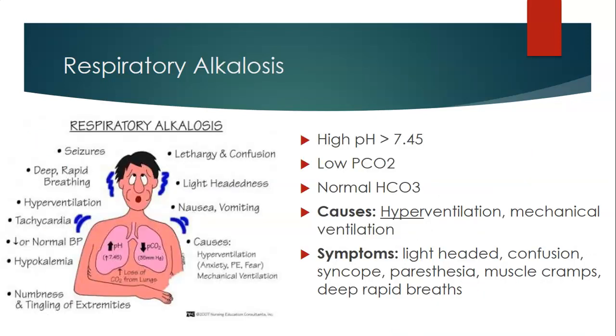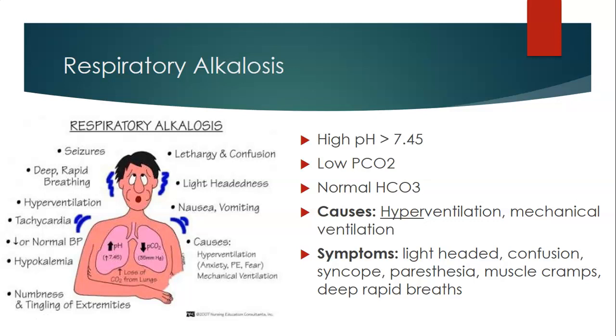Next, we have respiratory alkalosis. So here, we would also have a pH level that is high. So their blood is going to be basic or have high alkalinity. So it's going to be greater than 7.45. Their PCO2 is going to be low, so it will be less than 35. And they are still going to have a normal bicarb level. So normal, again, is 22 to 28 MEQs.